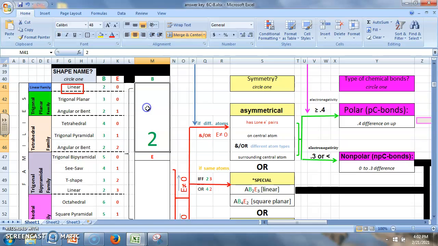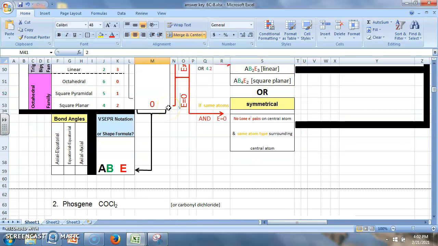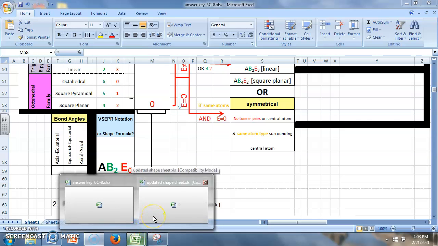It's in the linear family. So we've got that part fixed up. We are in the linear family. So what is the shape formula? It's AB2E0. I'll go ahead and fill that out. So we have AB2E0 as our shape formula. We can double check on the shape sheet to make sure we've got that correct.